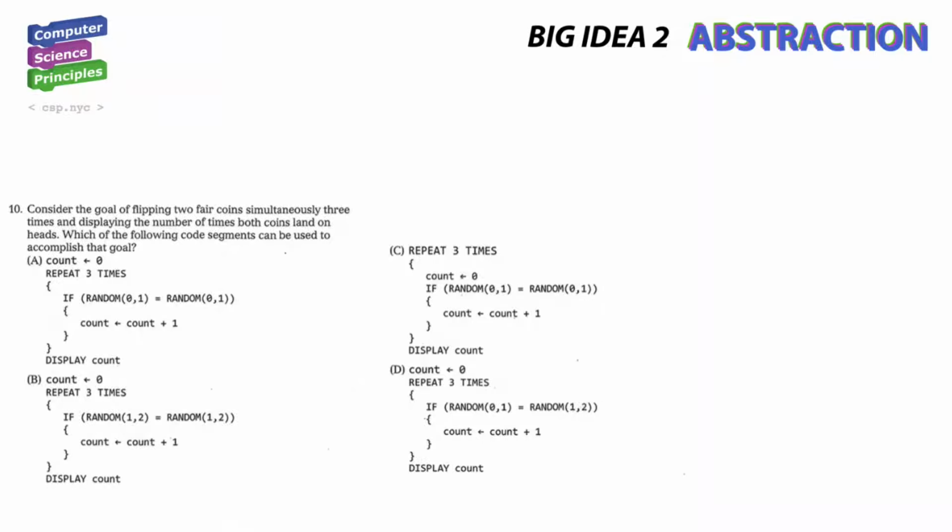Okay, number 10. This is the last question in the abstraction section, big idea number 2. So let's take a look. It says, consider the goal of flipping 2 fair coins simultaneously. So here you are, and you have just thrown 2 coins. But you're going to do this 3 times, and display the number of times both coins land on heads.